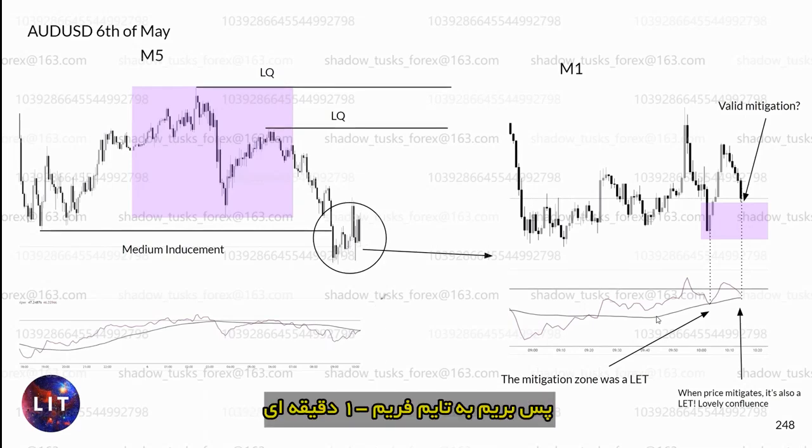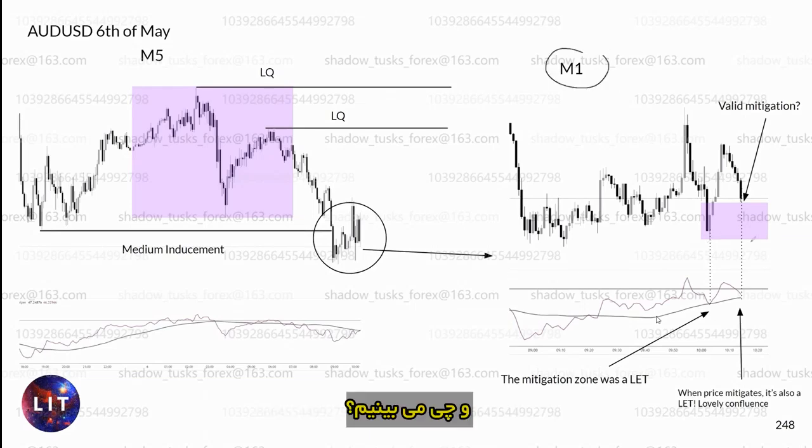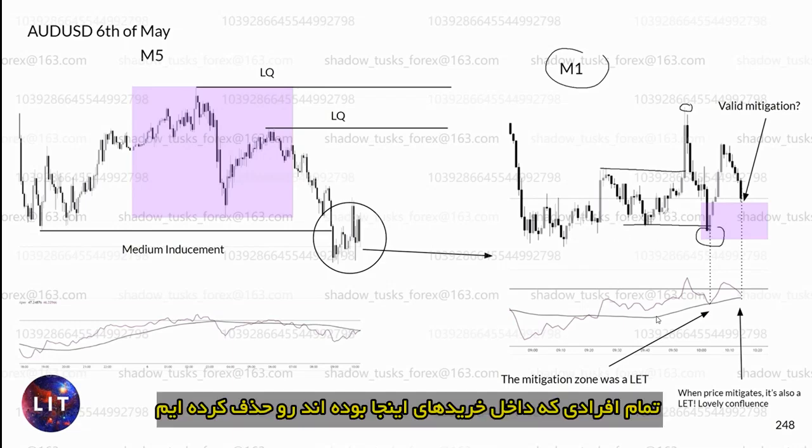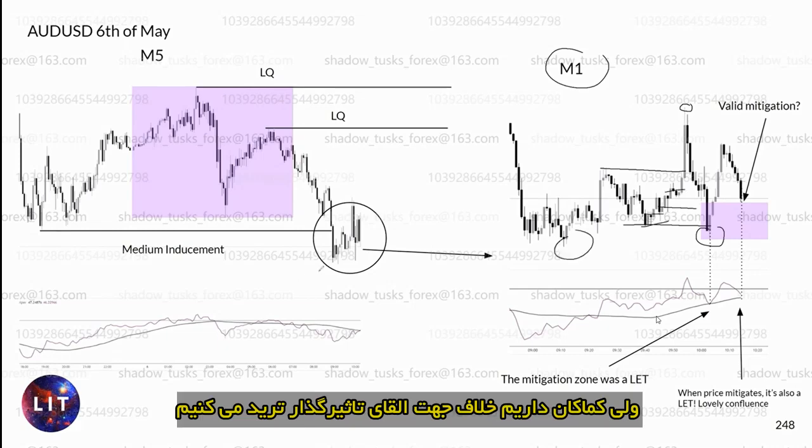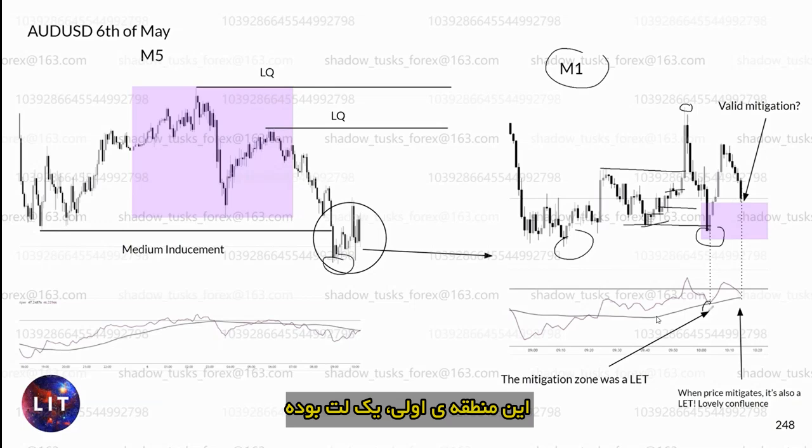So let's go down onto M1. And what do we see? Okay, boom, little mini cycle. We've induced high, induced low, taken out all of the people who are in buys here. Okay, but we're still trading away from significant inducement. This first zone was a let. Price is coming back, it's mitigating the zone and it's giving a let.